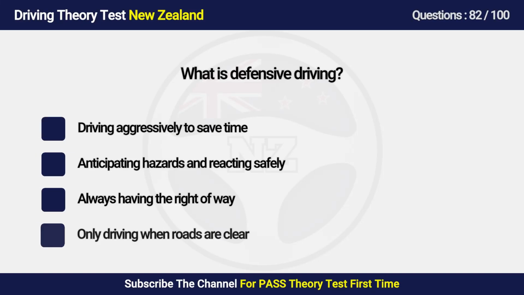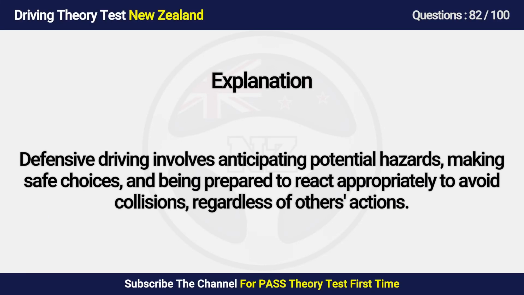Question 82. What is defensive driving? A. Driving aggressively to save time. B. Anticipating hazards and reacting safely. C. Always having the right of way. D. Only driving when roads are clear. Answer is B. Anticipating hazards and reacting safely. Defensive driving involves anticipating potential hazards, making safe choices, and being prepared to react appropriately to avoid collisions, regardless of others' actions.